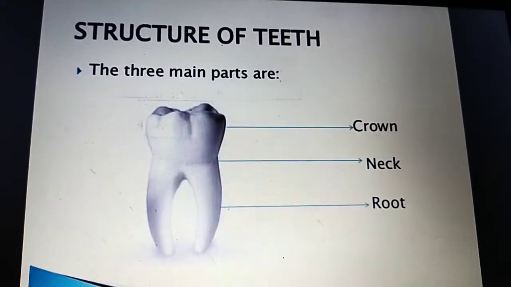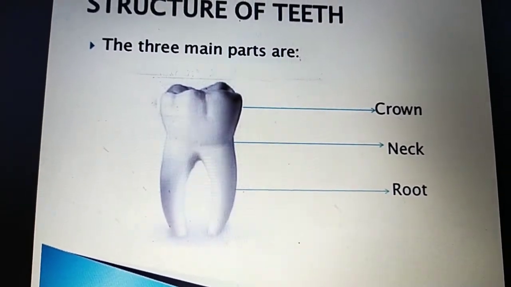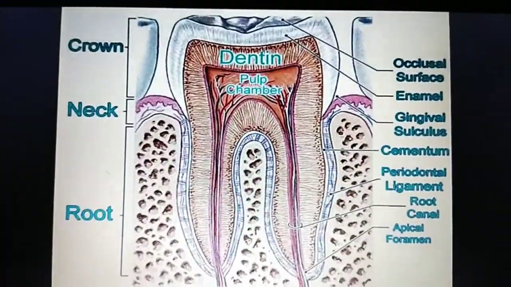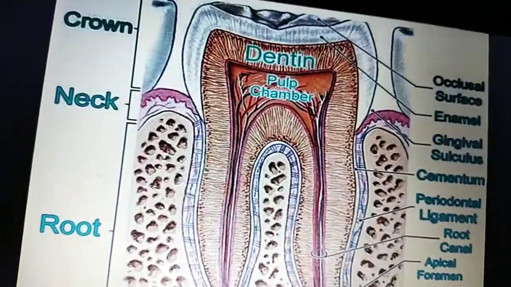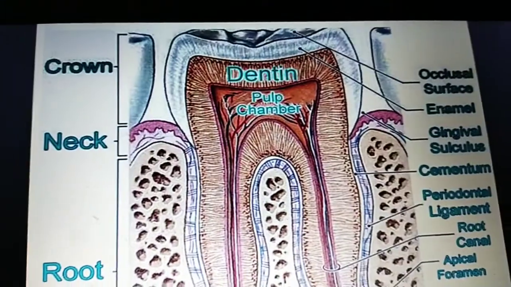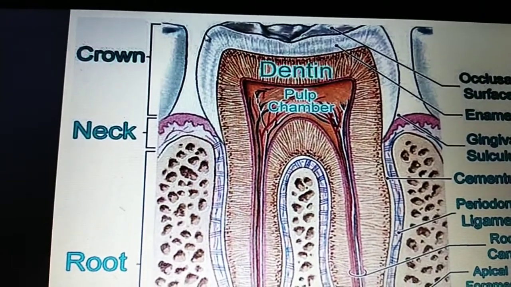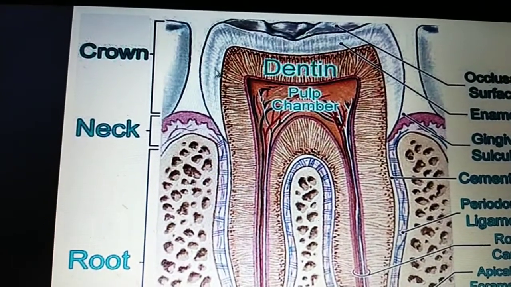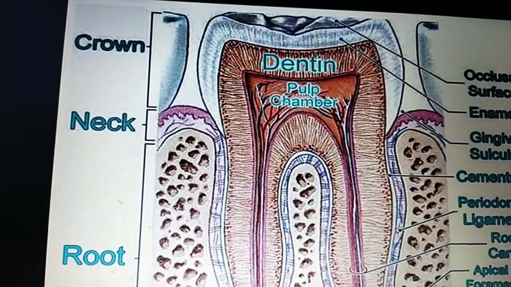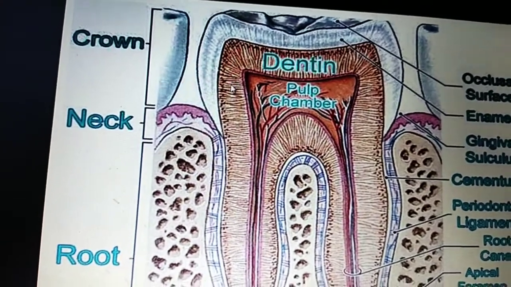The tooth is mainly divided into three parts: crown, neck, and root. You can see here in this picture, this is the crown, which is present just above the gum, and it is the functional part. This is the gum. The crown is the functional part that is visible above the gum.